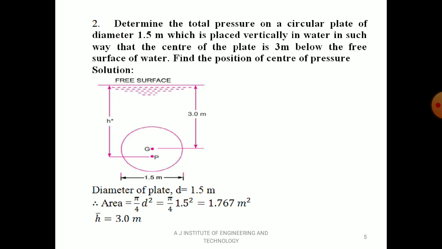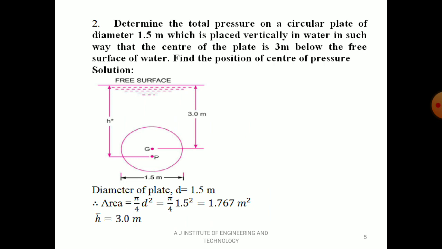Next, second problem, determine total pressure on a circular plate of diameter 1.5 meter which is placed vertically in water in such a way that the center of the plate is 3 meter below the free surface of water. Find the position of center of pressure. So first you are supposed to find F, the total pressure, then center of pressure you are supposed to find. So here this problem is related to circular plate of diameter 1.5 meter.